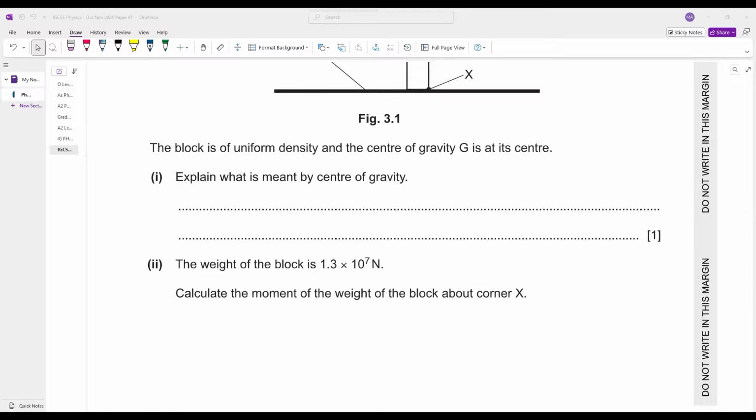Point where all the weight of an object seems to be acting. Point where all the weight of an object seems to be acting.